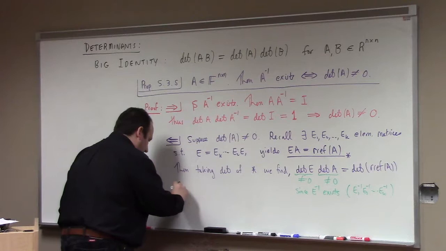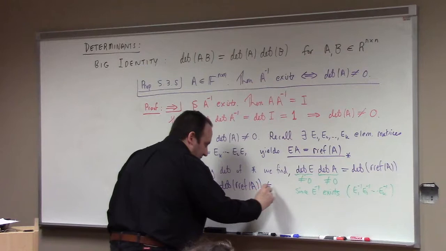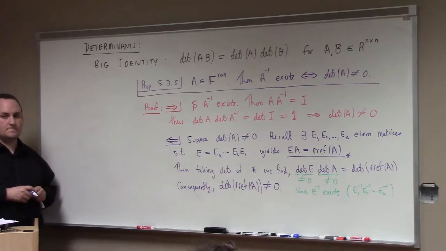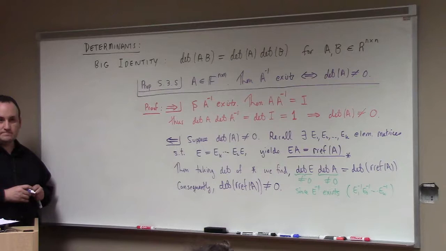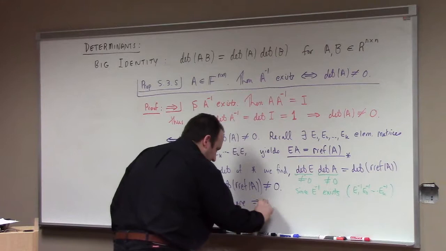Consequently, the determinant of the reduced row echelon form of A is not equal to zero. Do you agree? But A is square, which implies that the reduced row echelon form of A must be the identity.